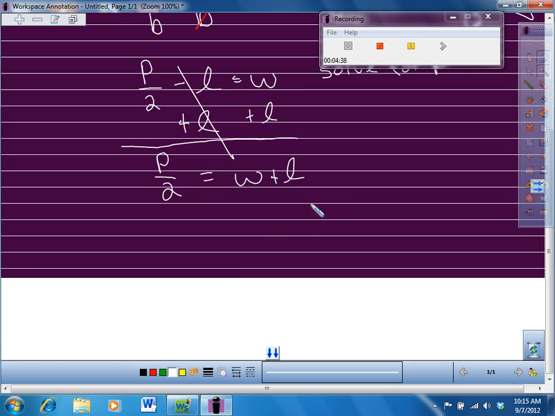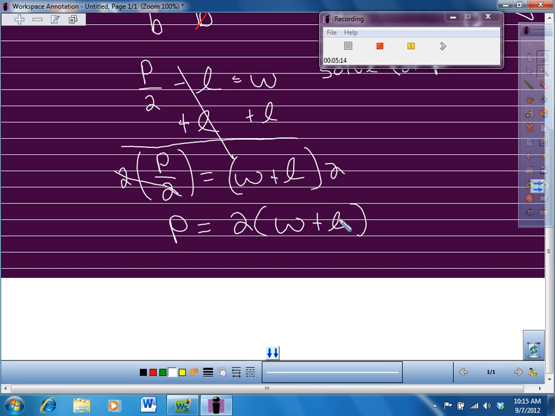And I can't really add those together. I just have to leave them like that. Okay? And then what? How do I get rid of that 2 on the bottom? Multiply. Now I'm going to multiply both sides by 2. Multiply that by 2, multiply this by 2, and this cancels out, and I get P equals 2 times W plus L. And you could just leave it like that. Anyone know what that's a formula for? Perimeter is twice the width plus the length.